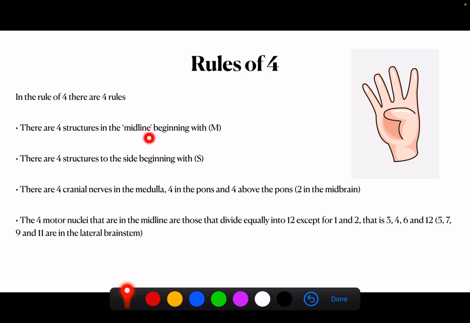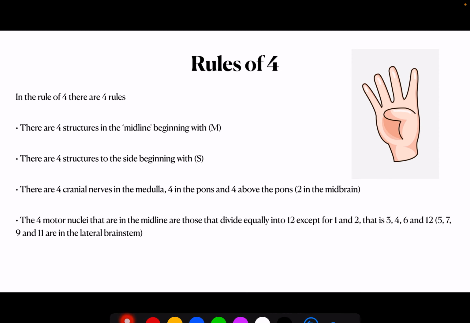There are four structures in the midline which begin with M, four structures to the side beginning with S, four cranial nerve nuclei in the medulla, four nuclei in the pons, four above the pons, two in the midline. And I'm going to go in depth into that in the later slides. Okay, four motor nuclei in the midline are those that divide equally into 12, except for 1 and 2, that is 3, 4, 6, and 12, and 5, 7, 9, and 10 are in the lateral brainstem. So to make it clear, let's see with that.